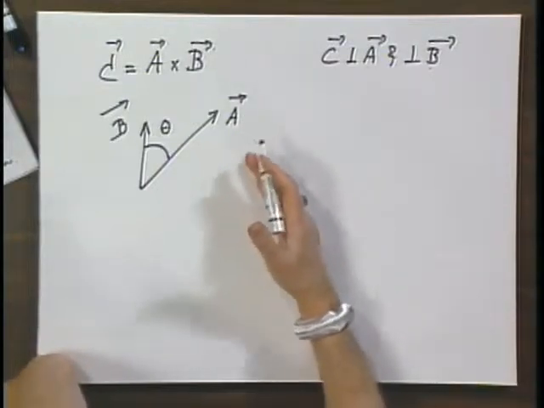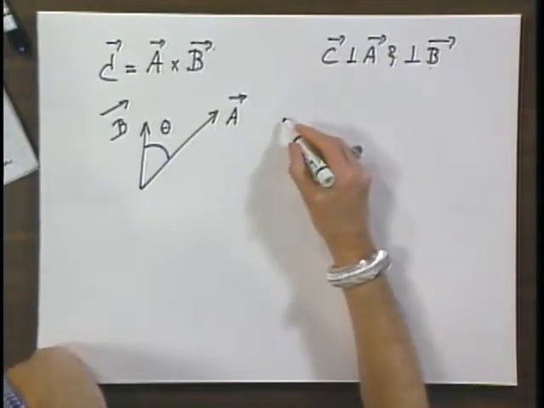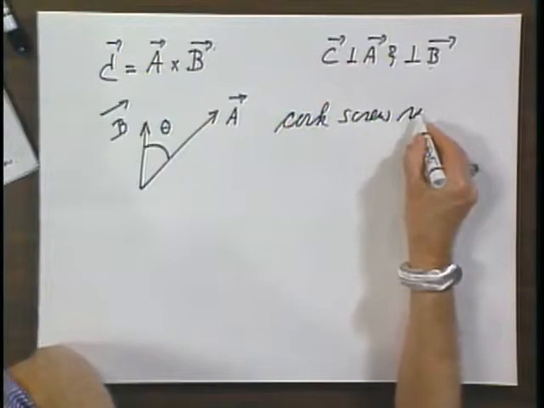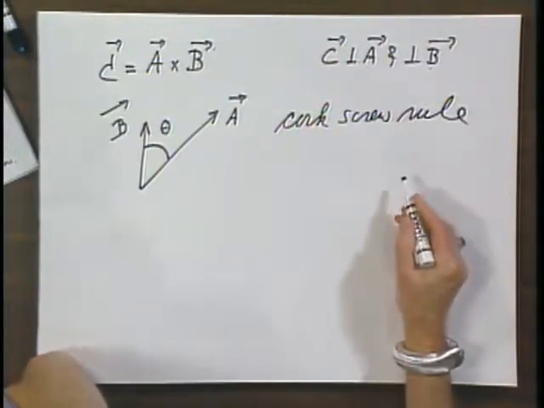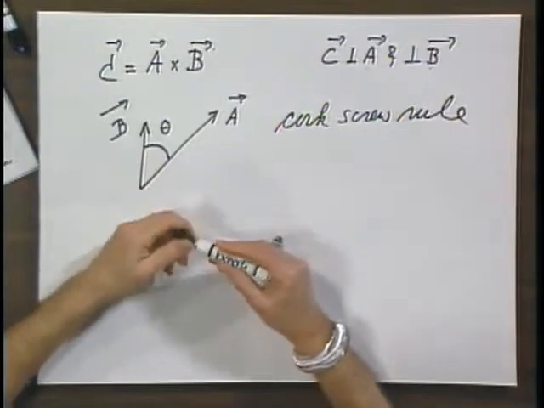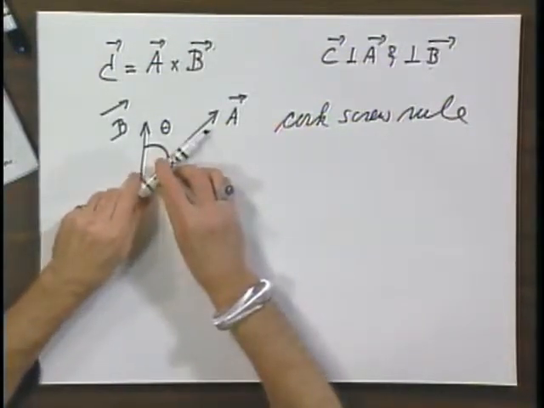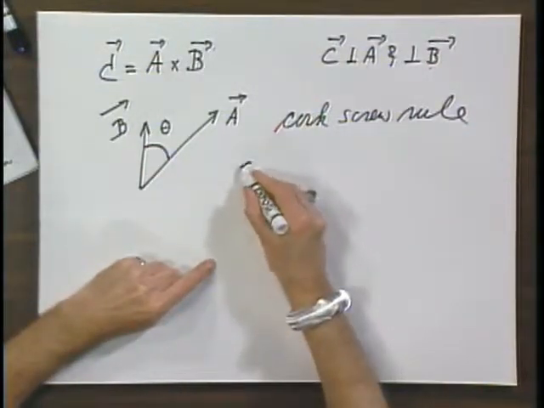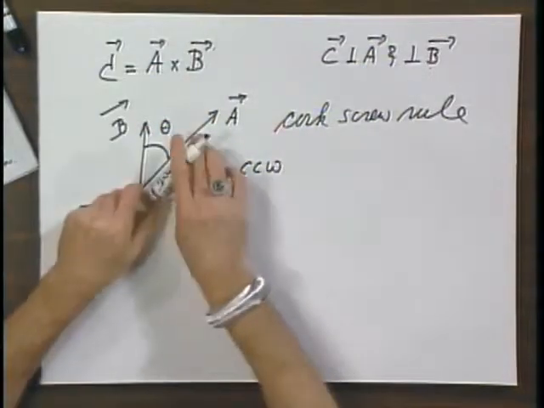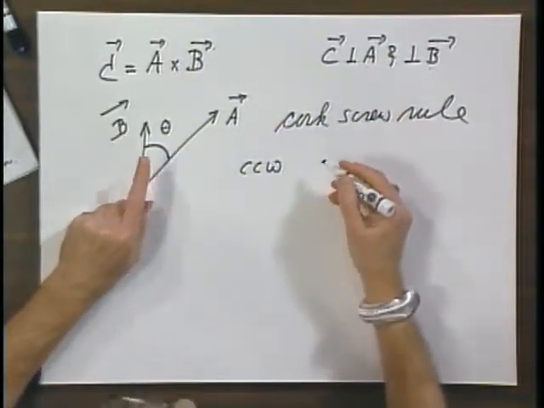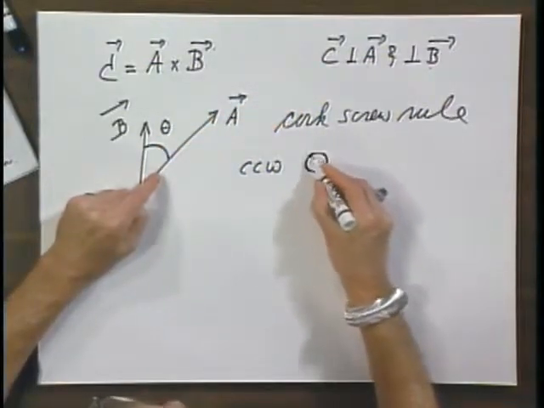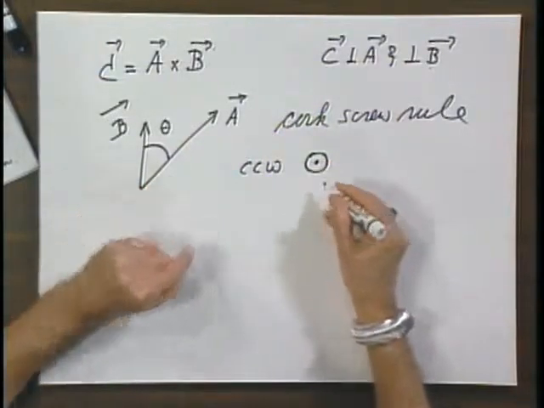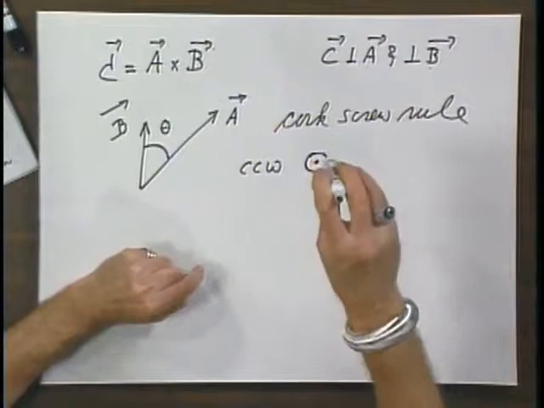And now comes what I call the corkscrew rule. I always apply the corkscrew rule, and that is the following. You rotate A over the smallest angle to B. And if that's a counterclockwise rotation, then this vector C is coming towards me, perpendicular to the paper. A vector is an arrow, and this is the tip of the arrow, and I see the tip, so it's coming towards me.